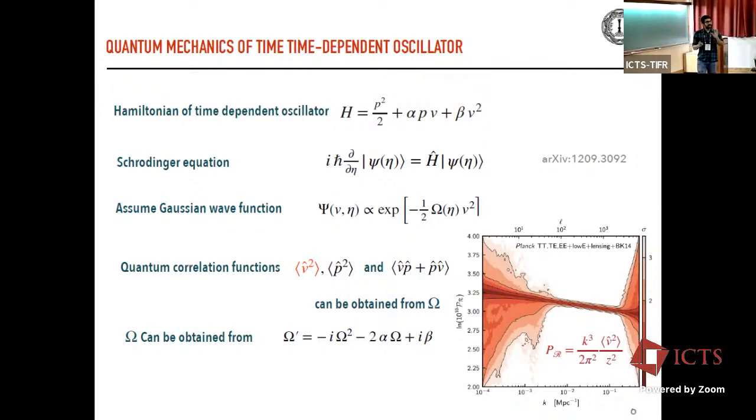What we observe, the power spectrum, is basically this v squared, the expectation value of v squared, where v is the Mukhanov-Sasaki variable. That is the power spectrum, multiplied by some background quantity. This is what we observe, this v squared. So from the Hamiltonian, by quantizing this Mukhanov-Sasaki variable, you can calculate the expectation value of v squared. The expectation value is calculated with respect to this wave function.